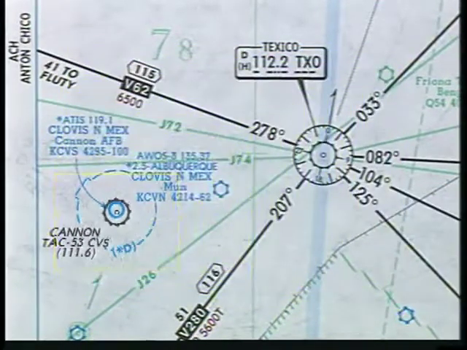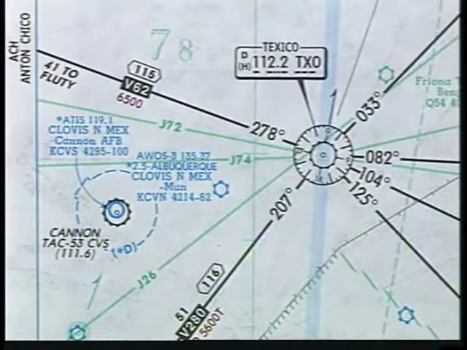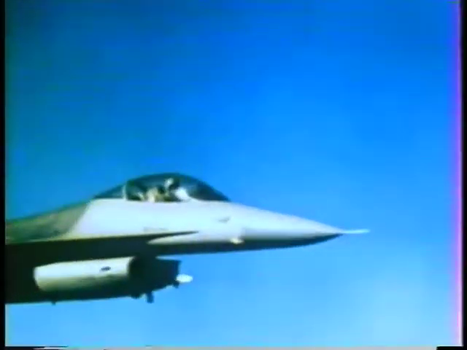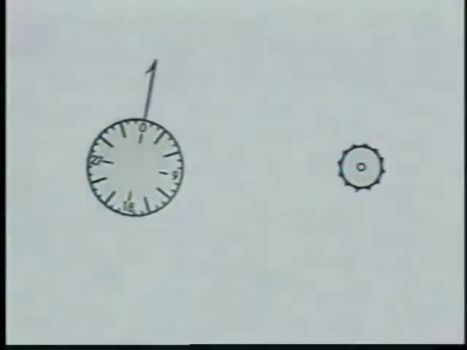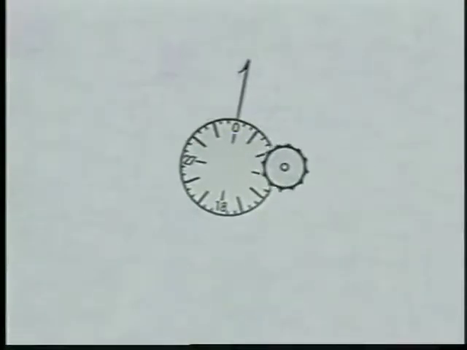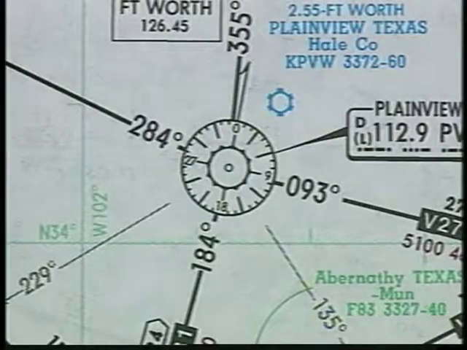Both of these stations provide slant range distance information. In addition, TACAN facilities provide continuous bearing information for suitably equipped aircraft. When a VOR station is combined with a TACAN or DME facility, the resulting VORTAC or VOR DME is shown by combining the 2 symbols.